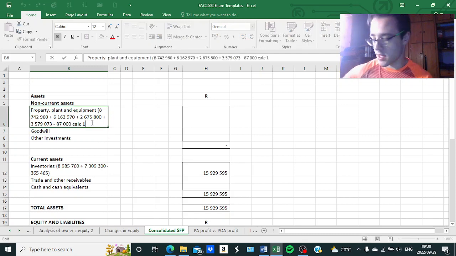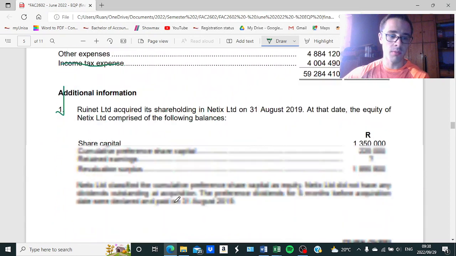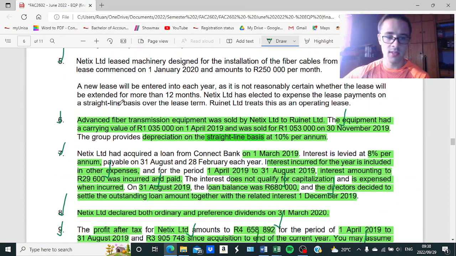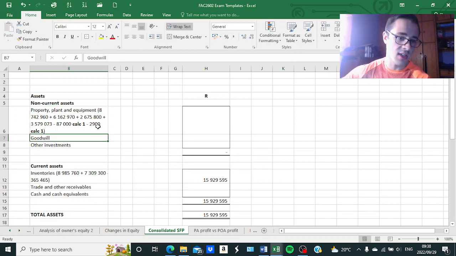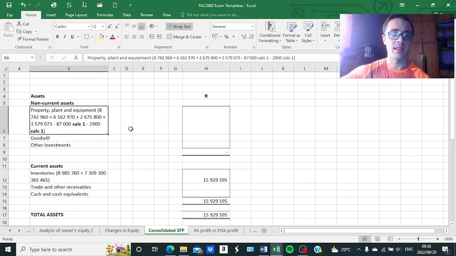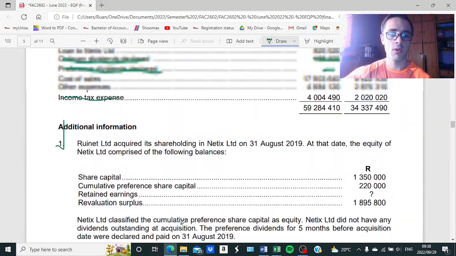Just something that I forgot here, the unrealized depreciation of 2,900. Please refer back to additional information point 6. We have calculated the unrealized depreciation, but we have not yet taken it into account right here. And that was also calculated in calculation 1, the analysis of owner's equity. Nothing else will affect property, plant, and equipment. We have added land and buildings as well as property, plant, and equipment. There is no accumulated depreciation balance, so we assume that the balance for PPE will be at carrying amount.